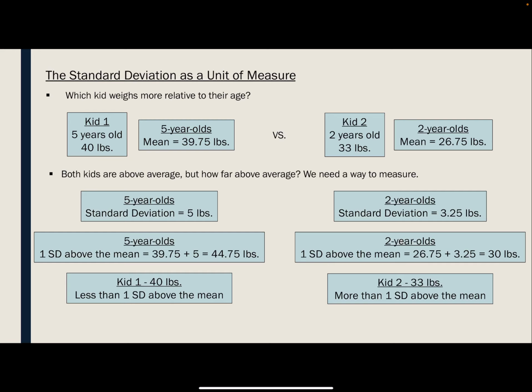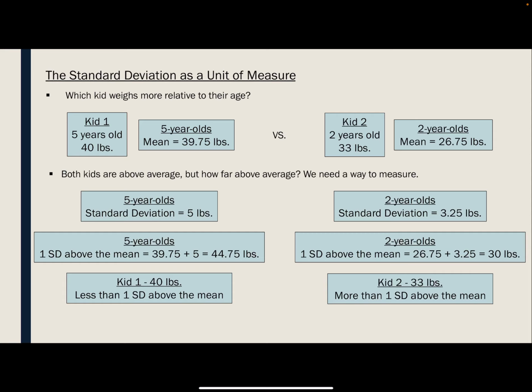So let's say that we know that the mean for 5-year-olds is 39.75 pounds. So then we know that the first kid, who's 40 pounds, is above the mean. And let's say we're looking at the second kid and we know that the mean for all 2-year-olds is 26.75 pounds. And again, kid 2 is above the mean. So the question is, how far are each of them above the mean?